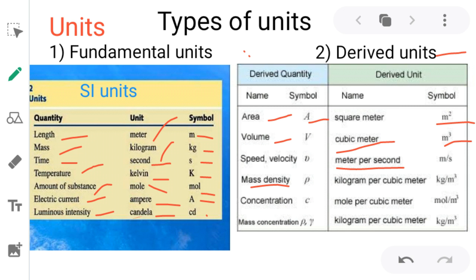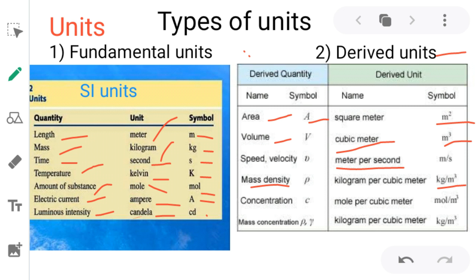So in mass density also we have the unit kg per cubic meter, that is kg per meter cube. Here also there are four fundamental units: one is kg and three times meter. Hence there are four fundamental quantities or fundamental units in mass density. Hence it becomes a derived unit.